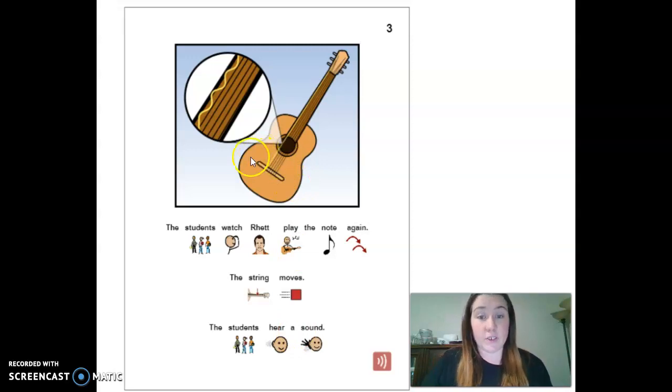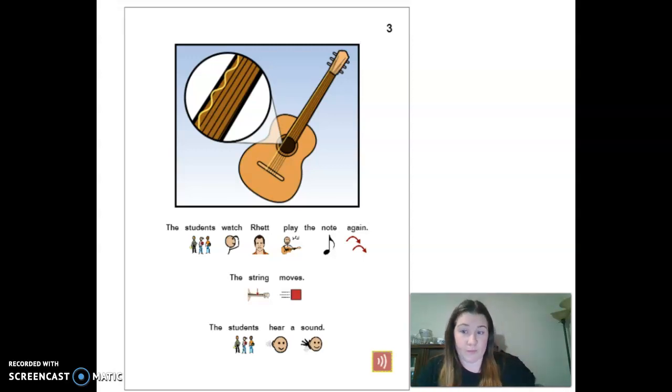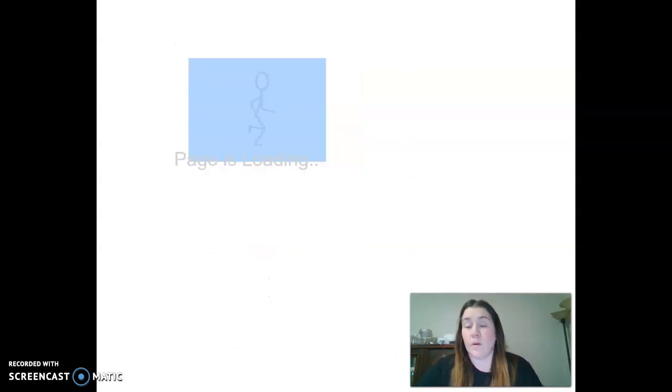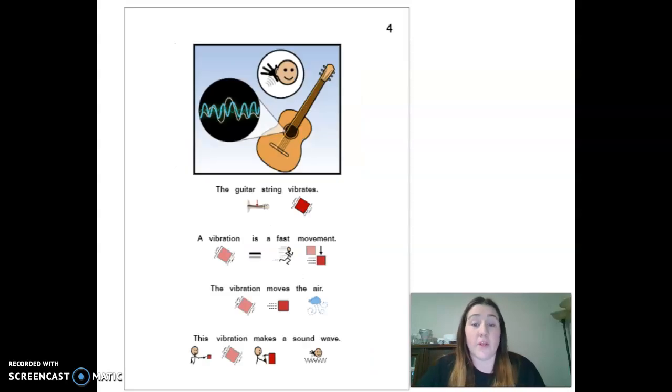So if you look at the picture, here's Rhett's guitar. He moves the string and it vibrates, makes a wave. The guitar string vibrates. A vibration is fast movement. The vibration moves the air. This vibration makes a sound wave.